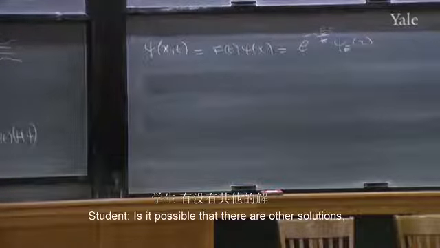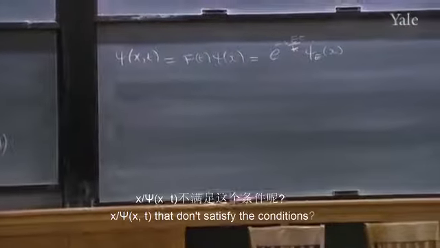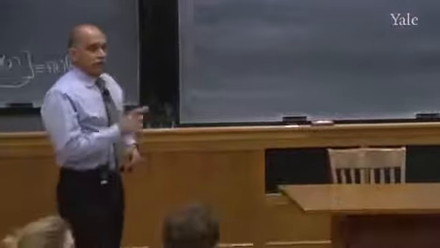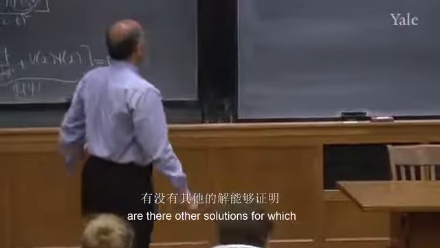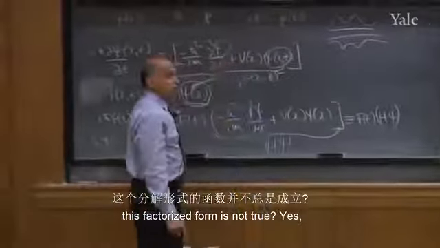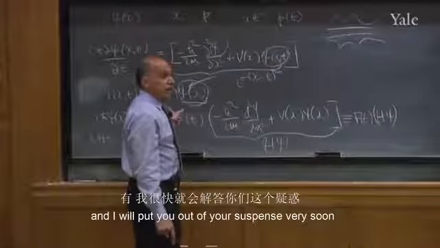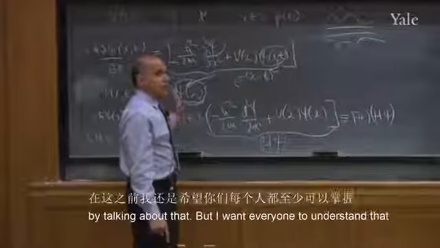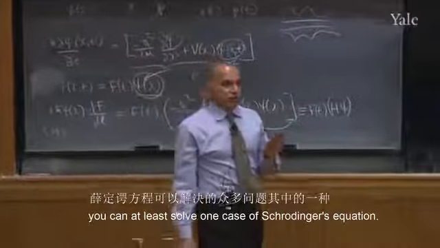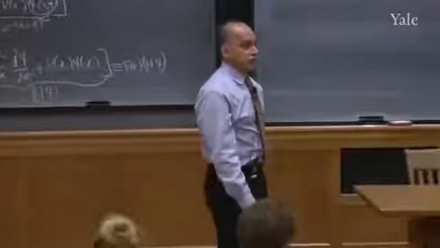Is it possible that there are other solutions, ψ of x,t, that don't satisfy the condition? Okay, the question is, are there other solutions for which this factorized form is not true? Yes. And I will put you out of your suspense very soon by talking about that. But I want everyone to understand that you can at least solve one case of Schrodinger's equation.